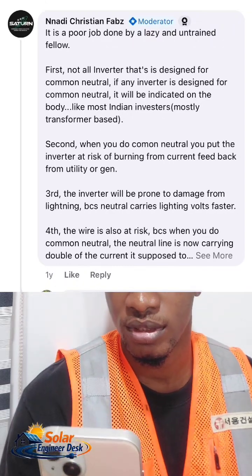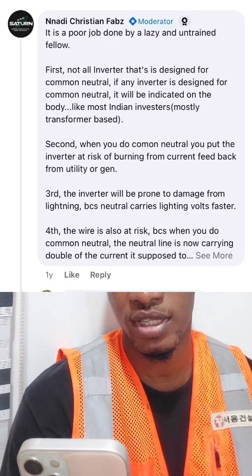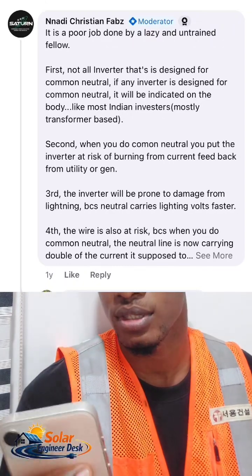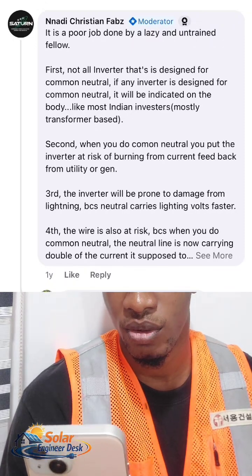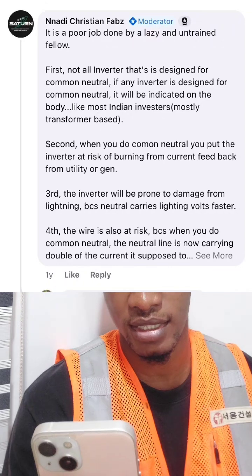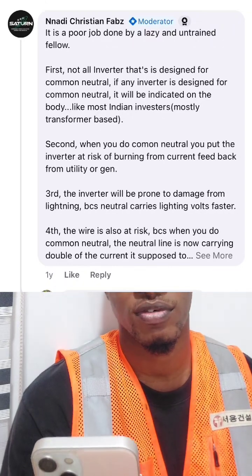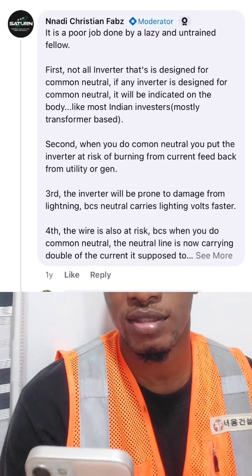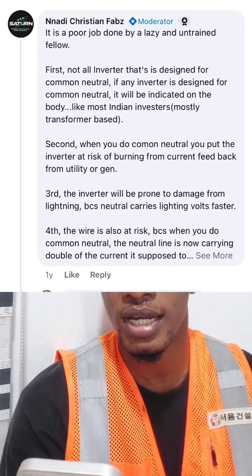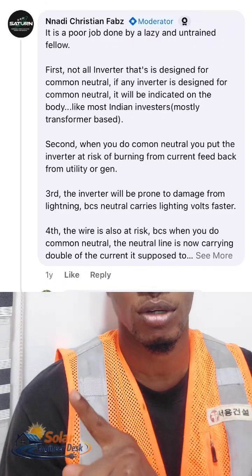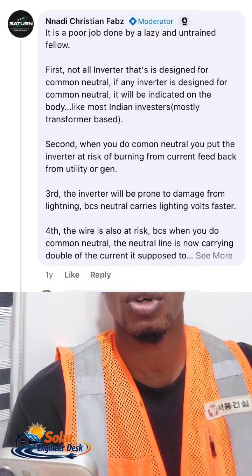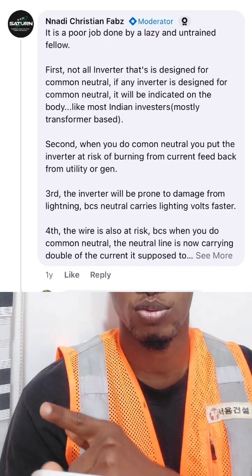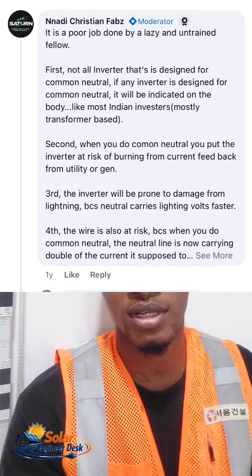Now, second, when you do common neutral, you put the inverter at risk of burning from current feedback from utility or gen. That was the same thing ChatGPT said. Third, the inverter will be prone to damage from lightning because neutral carries lightning voltage faster. Now, if this is the case, then it will affect both the input and the output, because anything that passes through the input goes to the output. If the thunder is striking, it comes in through the input, and as it comes in, it goes out through the output if your system is not properly earthed. So definitely it will still affect this.